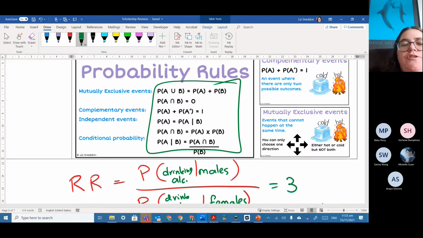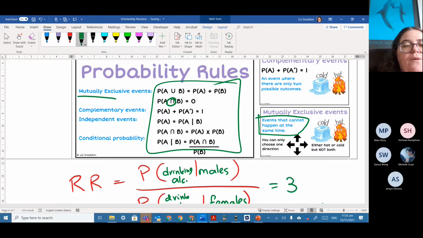Okay. So these ones are just putting into formula the idea of what these things mean. So the idea of mutually exclusive, it means events that cannot happen at the same time. You can either be hot or you're cold. You can either go north or you can go south. So it's talking about mutually exclusive, it's the opposites of one another. Two things that can't happen at the same time. So it's just saying that the intersection, you can't do them both. That's what this little symbol there just means, is intersection.